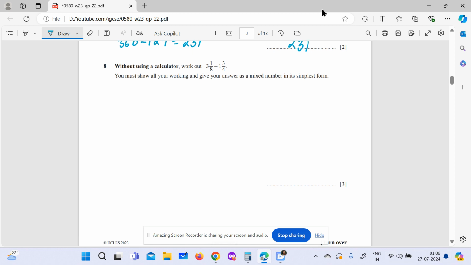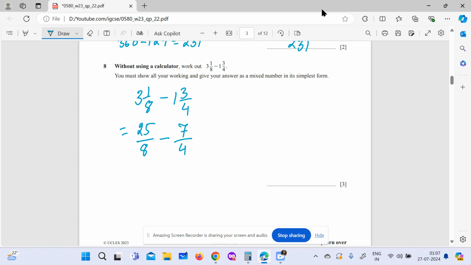Now, without using a calculator, work out 3 and 1 over 8 minus 1 and 3 over 4. You must show all your working and give your answer as a mixed number in its simplest form. Okay, let's work on it. So 3 and 1 over 8 minus 1 and 3 over 4. So we can write this as an improper fraction first. 3 times 8 is 24, 24 plus 1 is 25 over 8, minus 1 times 4, 4 plus 3 is 7 over 4.